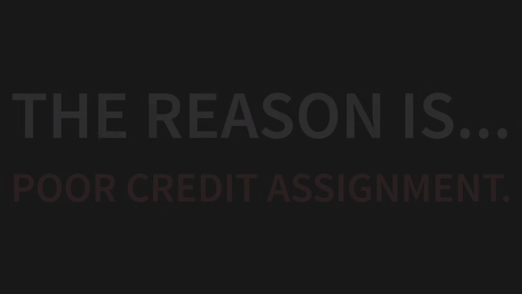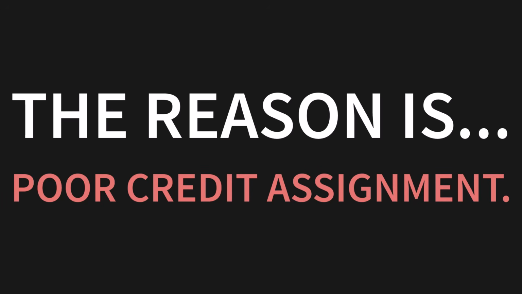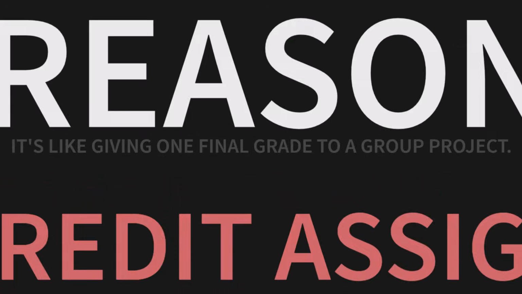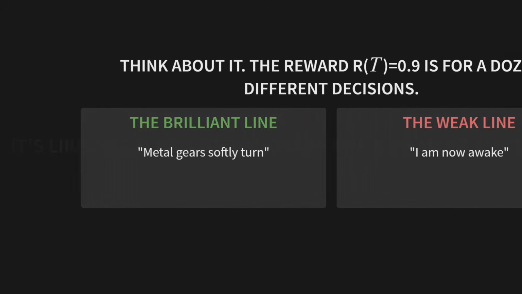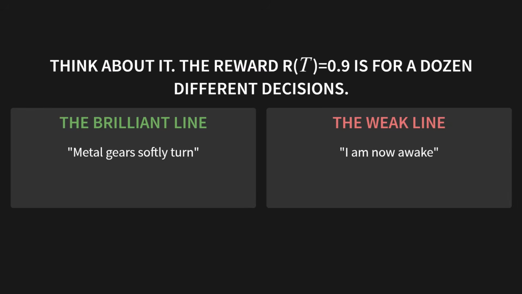The reason is a classic problem in reinforcement learning: poor credit assignment. It's like giving one final grade to a big group project. Someone did all the work, someone else did nothing, they both get a B+. It's not fair, and it's not a good way to learn. Think about it. The reward R of tau equals 0.9 is for a dozen different decisions the LLM made.